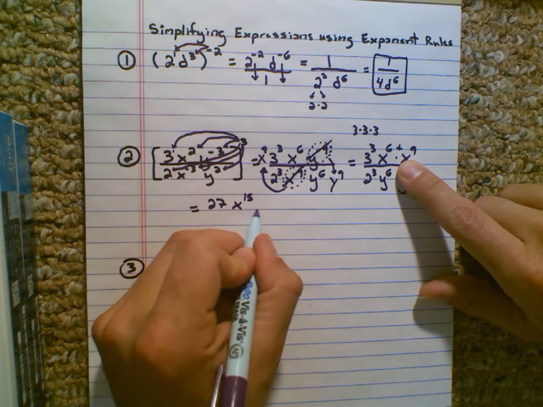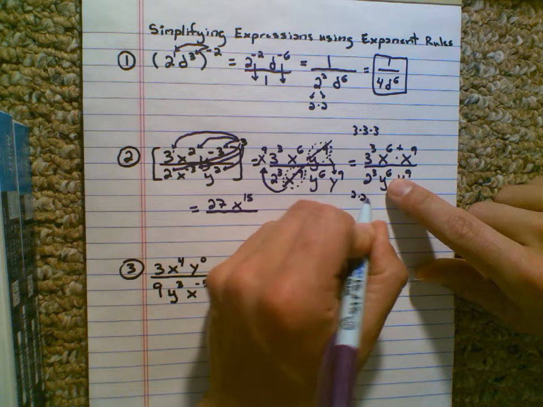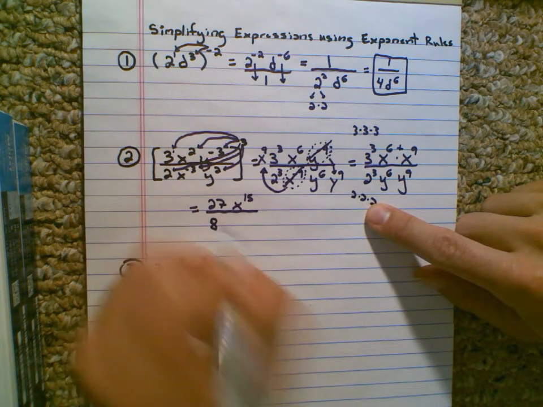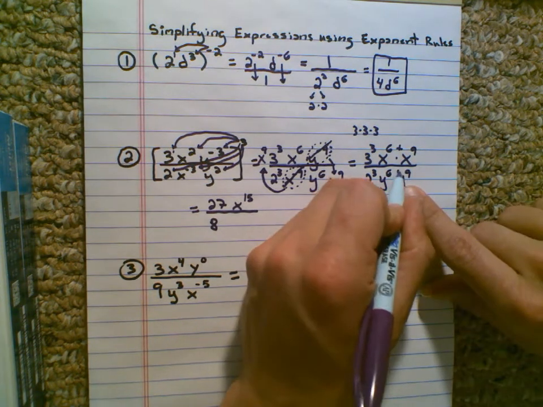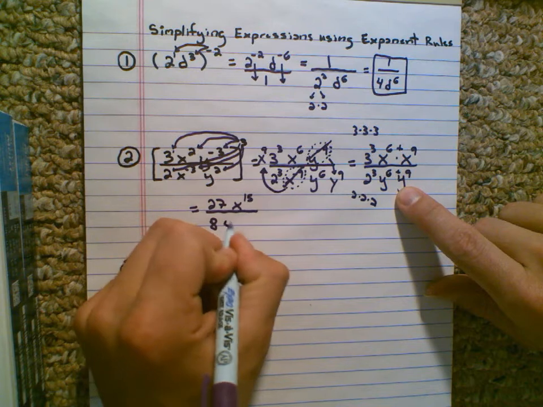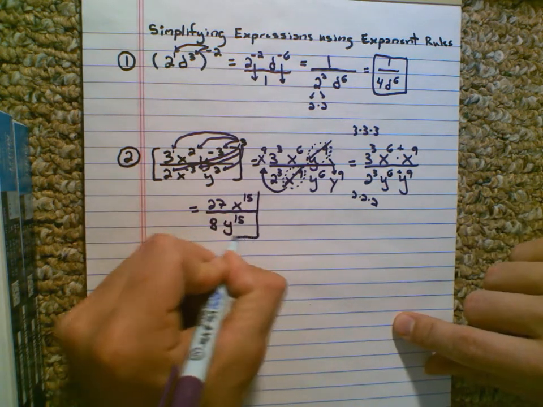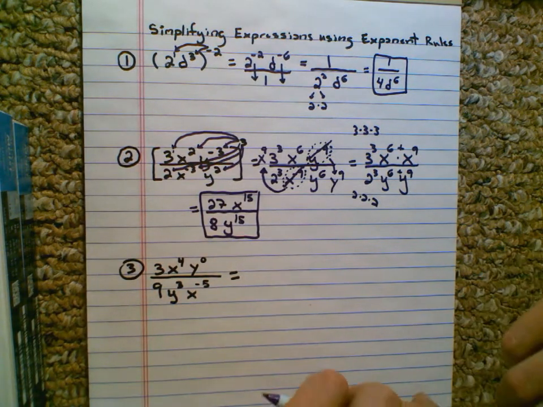And then this is going to be over 2 to the third, which is 2 times 2 times 2. Well, 2 times 2 is 4, times 2 is 8, so we get 8. And when I take y to the 6th times y to the ninth, I add the exponents because they're like bases, and I get y to the 15th. Once again, there's nothing else I can simplify, so I know this is my final answer.